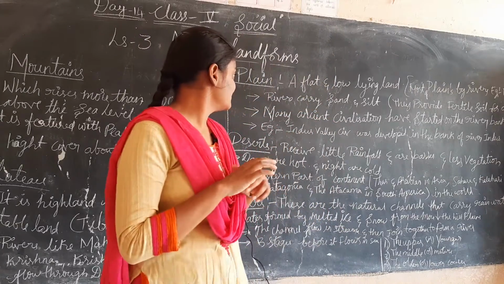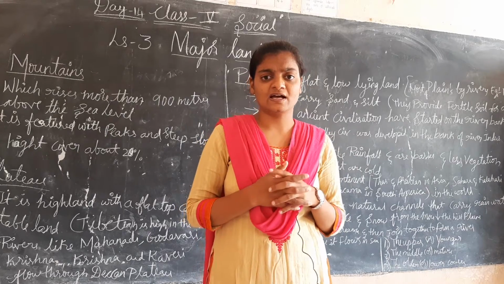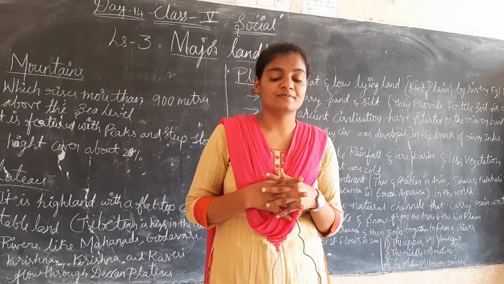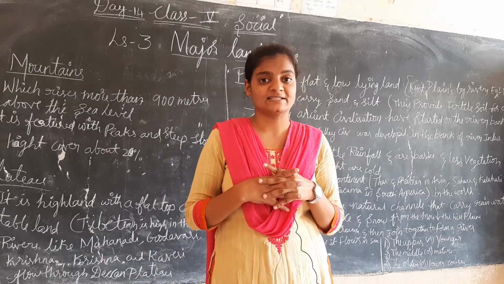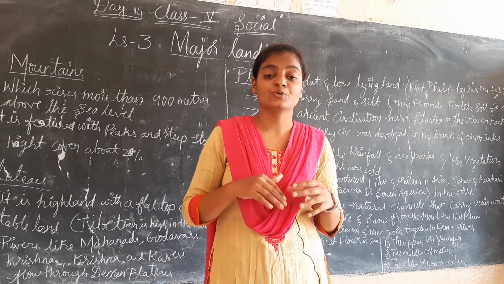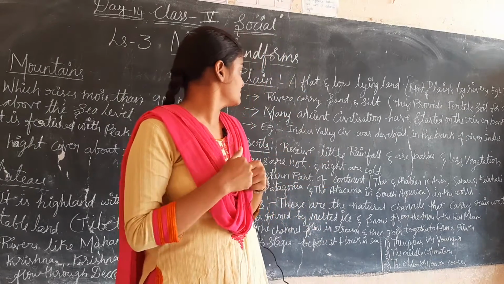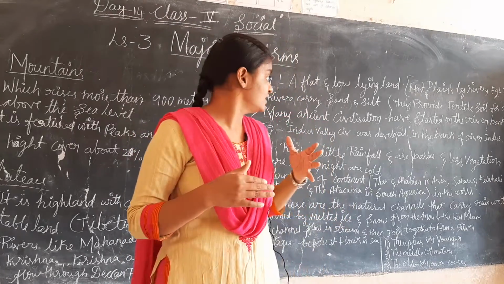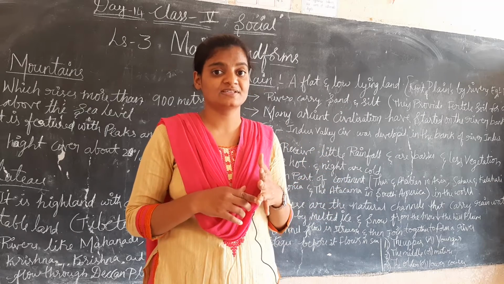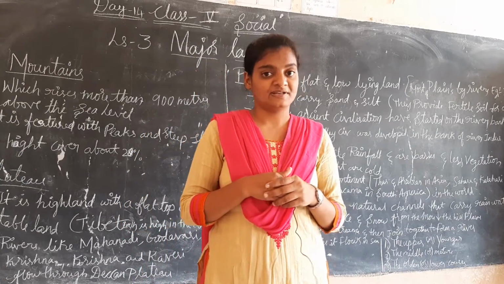Next, rivers carry sand and silt. Rivers like Indus, Ganga, Yamuna, when flowing, also carry sand and silt, which is used to make the land fertile. The silt and sand carried by the rivers are used to make the agricultural fields fertile.